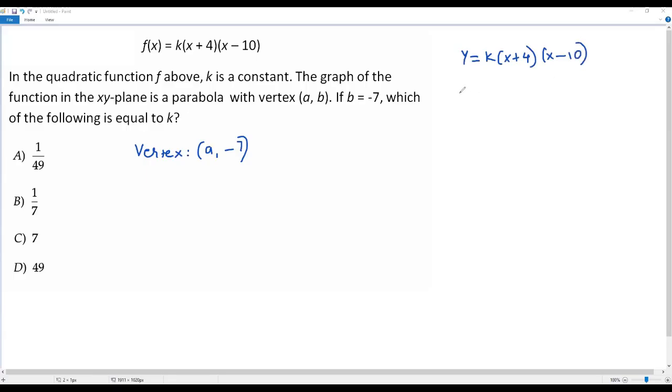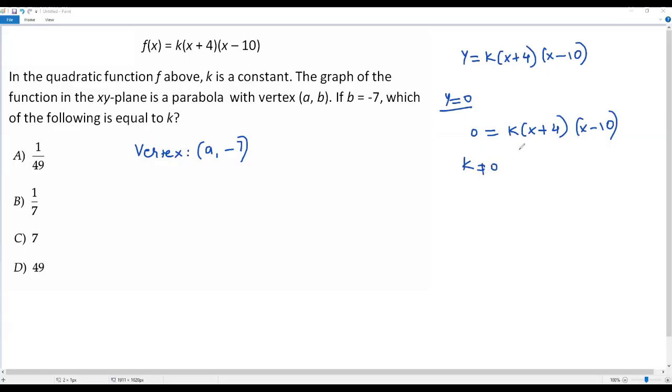To get the x-intercepts of the parabola, we have to plug in y equals 0. When I do so, I get 0 equals k times (x + 4) times (x - 10). Here, the product of three quantities is equal to 0. The first quantity is k, the second is x + 4, and the third is x - 10. Actually, k is a constant, so this constant k cannot be 0. If k is equal to 0, then we will not have a quadratic function, and we will not get a parabola on the xy-plane. So the constant k cannot be 0.